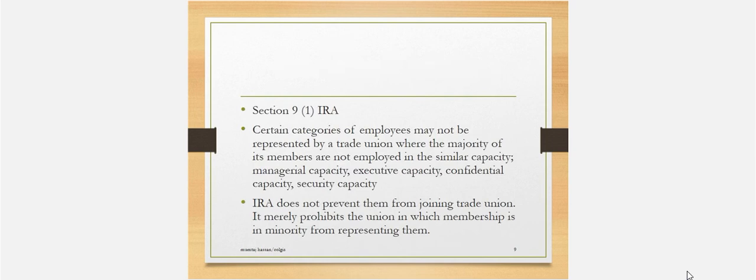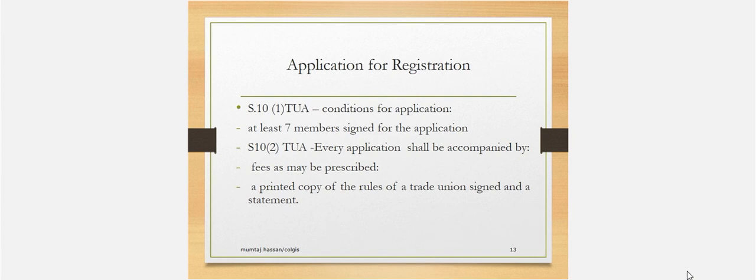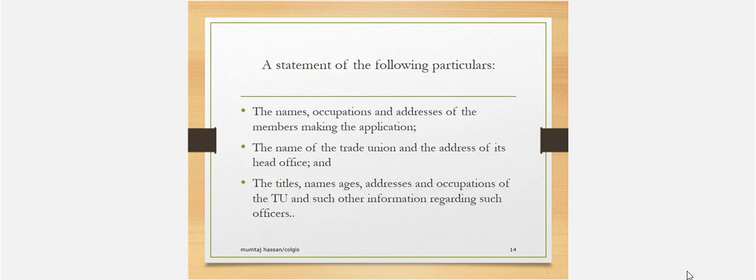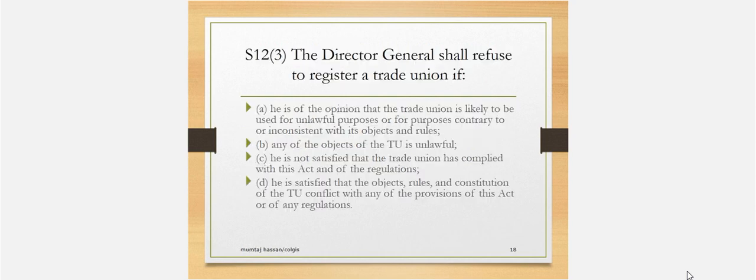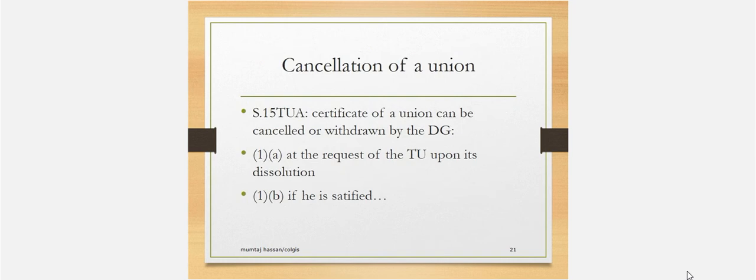You can go to section 9(1) to look at what the procedures are. They make an application and the employer has to give recognition. If the employer refuses, then the matter will be referred to the Director General. This is the condition for registration, section 10, subsections 1 and 2, and the things that you have to enclose for registration. Then there are situations where the Director General can refuse under section 12, subsection 3. I already finished all these.